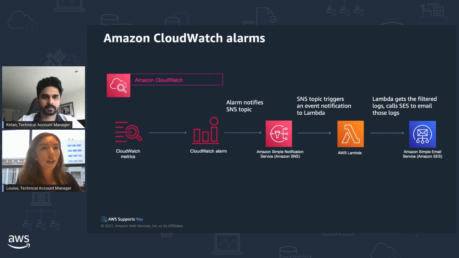You have Simple Notification Service, which can notify you with email, SNS, or it can actually send an event notification to Lambda, which can carry out some custom action on your behalf. Or as you can see here, it can filter the logs further depending on what you'd like to see in those logs, and it can contact SES to email those logs as well.